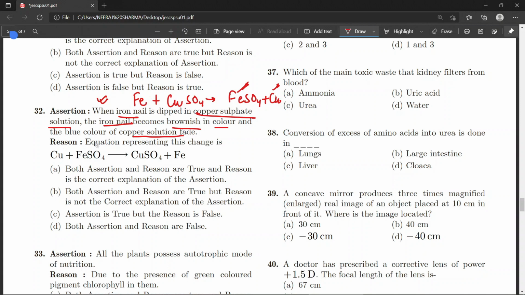Reason, the equation represents this change is Cu plus FeSO4 gives CuSO4 plus Fe. Is it the correct reaction? I have written the reaction over here, right? It is not the same reaction. Here the metal is Cu, here it is iron. So this is wrong, right? The reason is wrong. So assertion is true, but the reason is false, right?